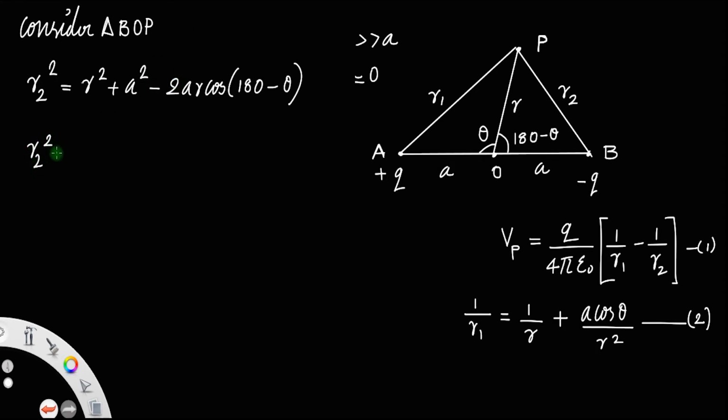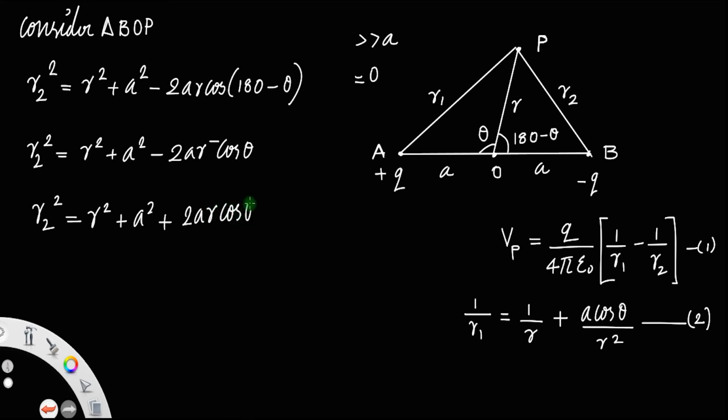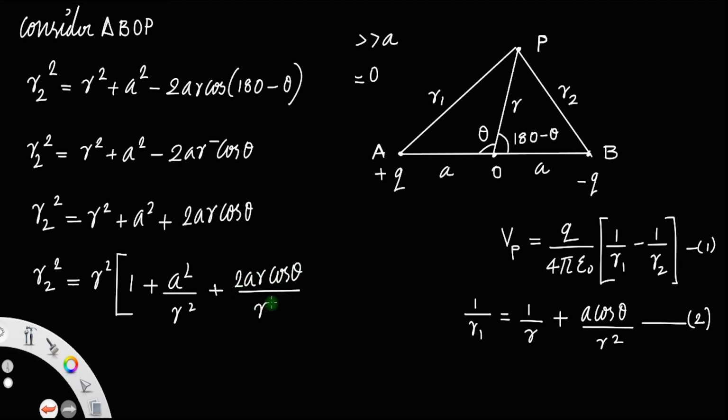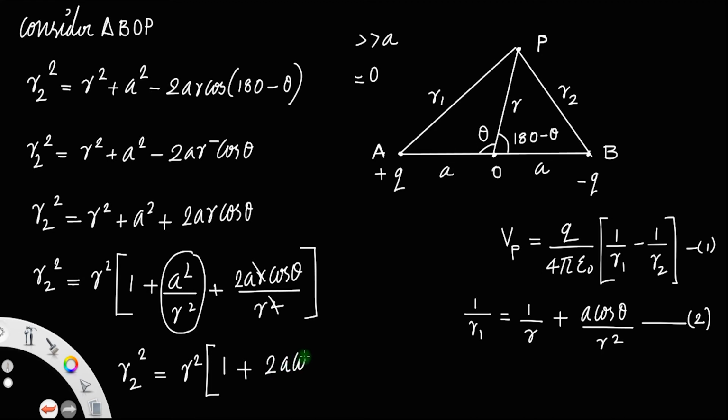That is r2 square is equal to r square plus a square minus 2ar cos of 180 minus theta, which is actually minus cos theta. So this minus and minus will get cancelled. So r2 square will be r square plus a square plus 2ar cos theta. Therefore, r2 square is equal to, just do the same procedure as before. First take r square out, so that it will be 1 plus a square by r square plus 2ar cos theta divided by r square. This will be 0 because a is very much less than r, so you can neglect this term. Also you can cancel one of the r's. So r2 square will be r square into 1 plus 2a cos theta divided by r.